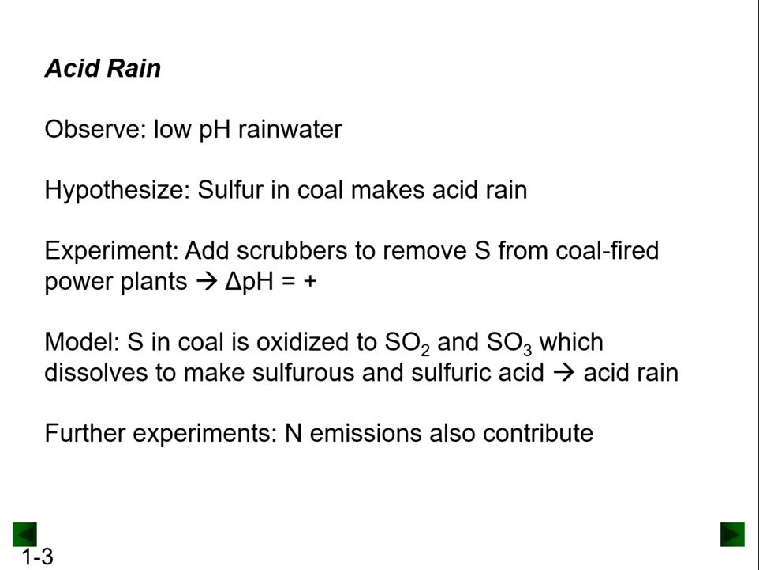Now, it turns out that over time, the pH changes weren't fully achieved. And so there were further experiments, and it was observed that nitrogen emissions also can contribute to acid precipitation. So that was a further step in the scientific process. That was kind of our last step, further experimentation to challenge our model. And while it is true that sulfur dioxide and sulfur trioxide do contribute to acid rain, they're not the only contributors.